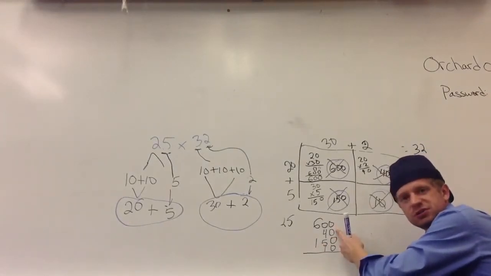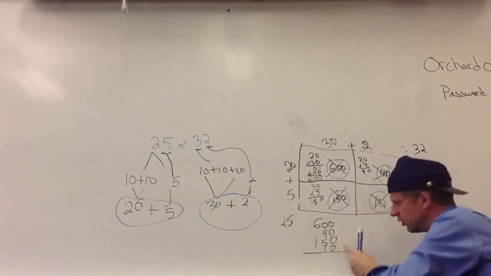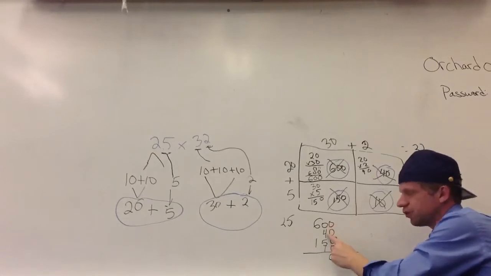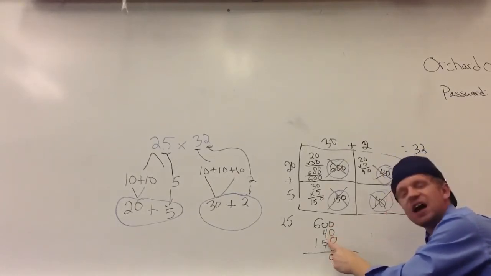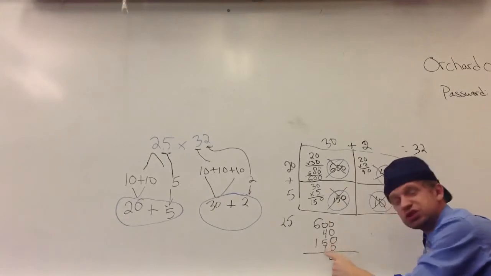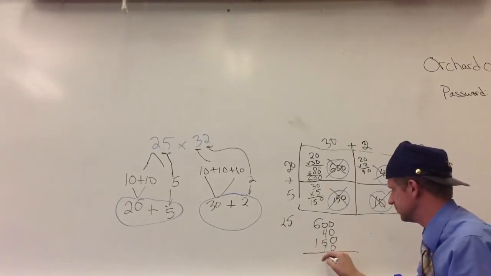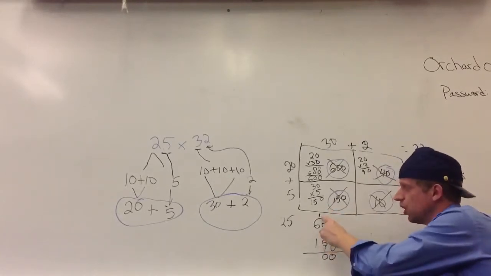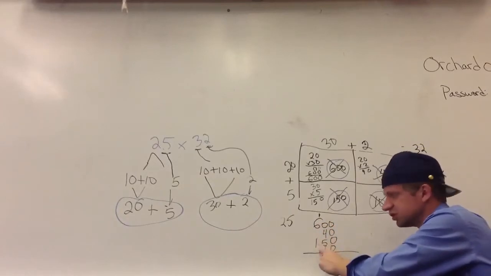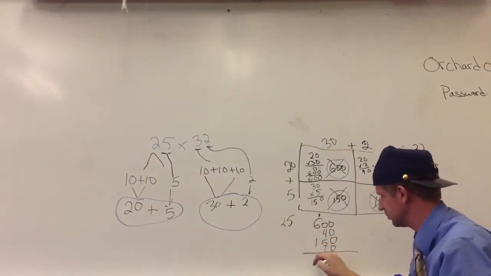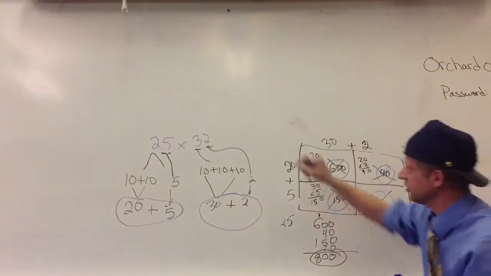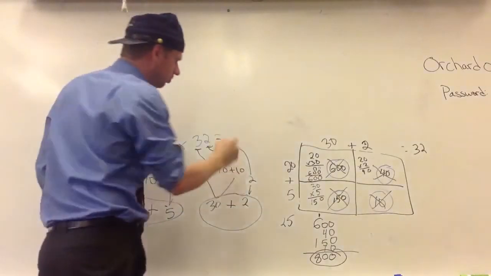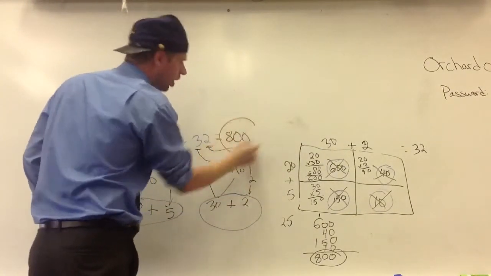0 plus 0 is 0. Plus 0 is 0. Plus 0 is 0. That was easy. Now, 0 plus 4 is 4. 4 plus 5 is 9. 9 plus 1 is, you're right, 10. Carry my 1, because we had to move to the next place value. 1 plus 6 is 7. Plus 1 is 8. 800. I have now determined that 25 times 32 equals 800.